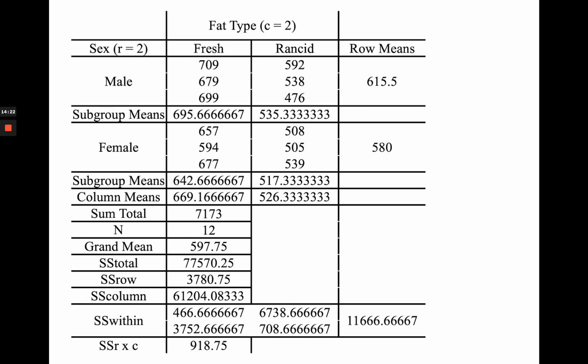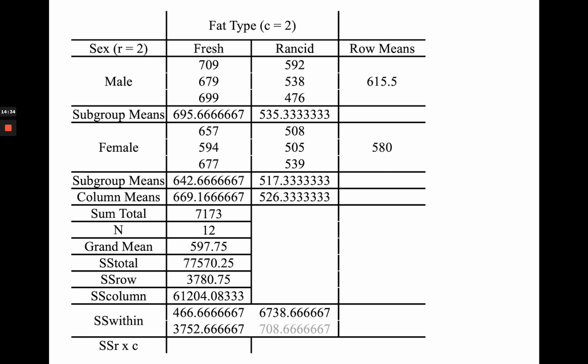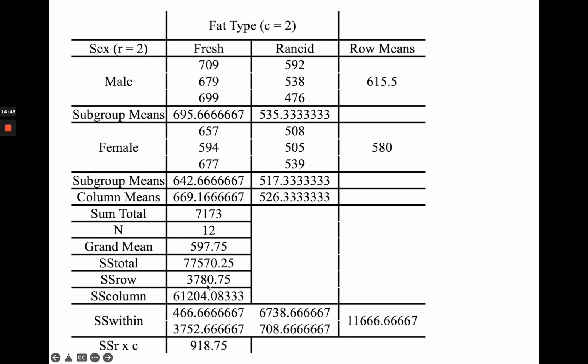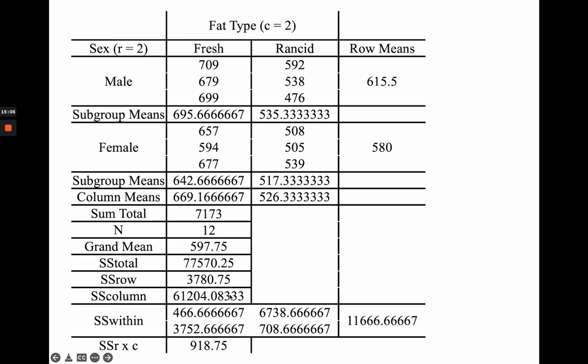Okay, now we can take these values and we can put them into this Anova table. This is your standard kind of Anova table. So what we have here is the Anova table that we're transferring from that set of calculations. The sums of squares due to row is 3780.75, and there's 1 degree of freedom because the degrees of freedom is the number of rows minus 1. We have 2 rows minus 1 is 1. Fat type, there are two fat types minus one, so there's 1 degree of freedom, and that sums of squares was 61,204, which we just calculated a few minutes ago.